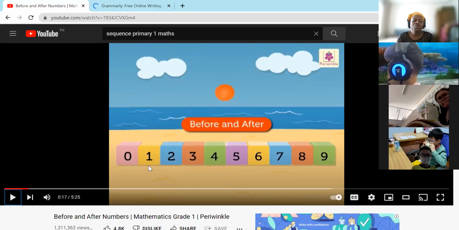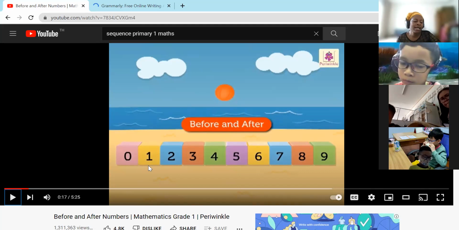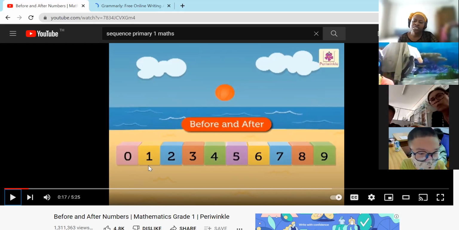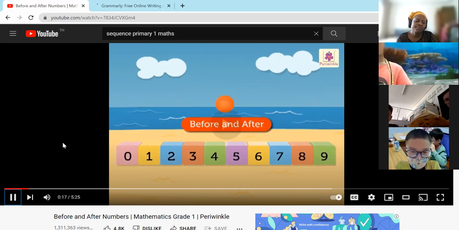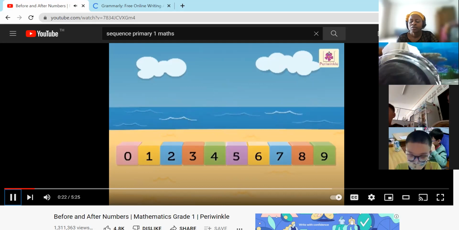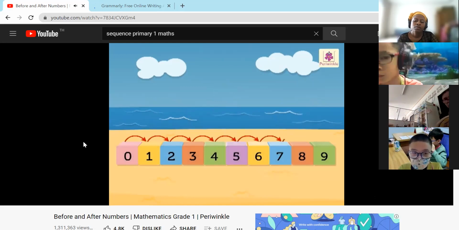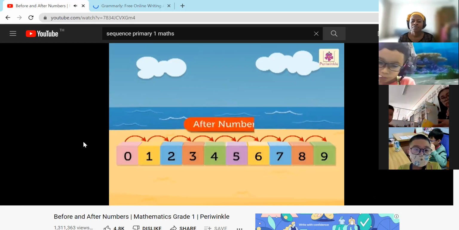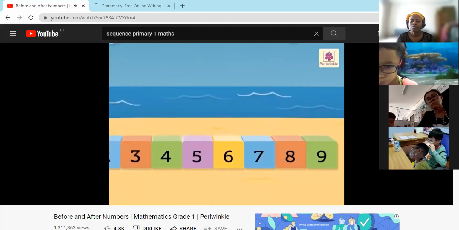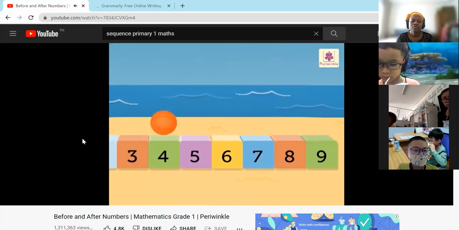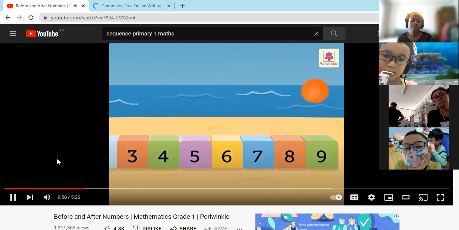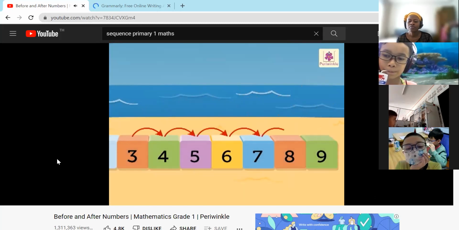In this video, we want to see how we can do the number sequence, right? Today, we are doing number sequence on page 121. So we want to see, using this video, how we do it. What do you mean by after numbers? When we count forward from a given number, we get the numbers after. Let's count forward the numbers from 3, 4, 5, 6, 7, 8, 9. All these are numbers after 3.